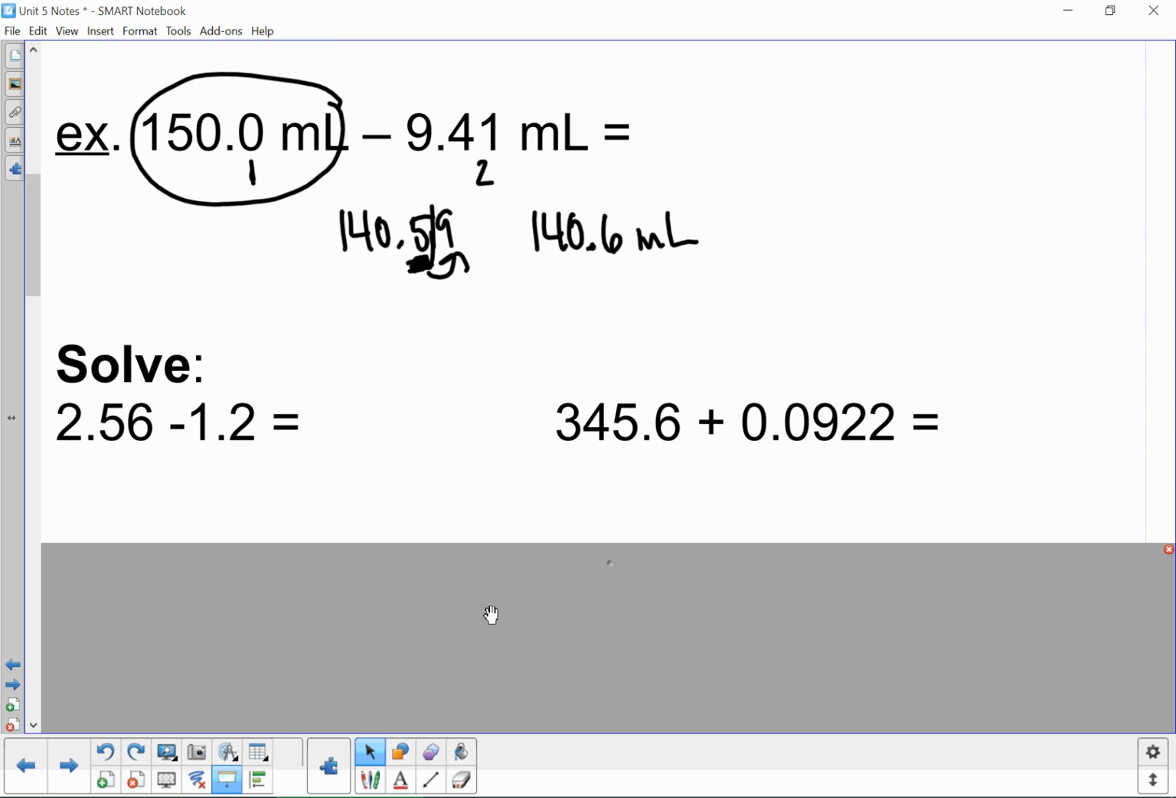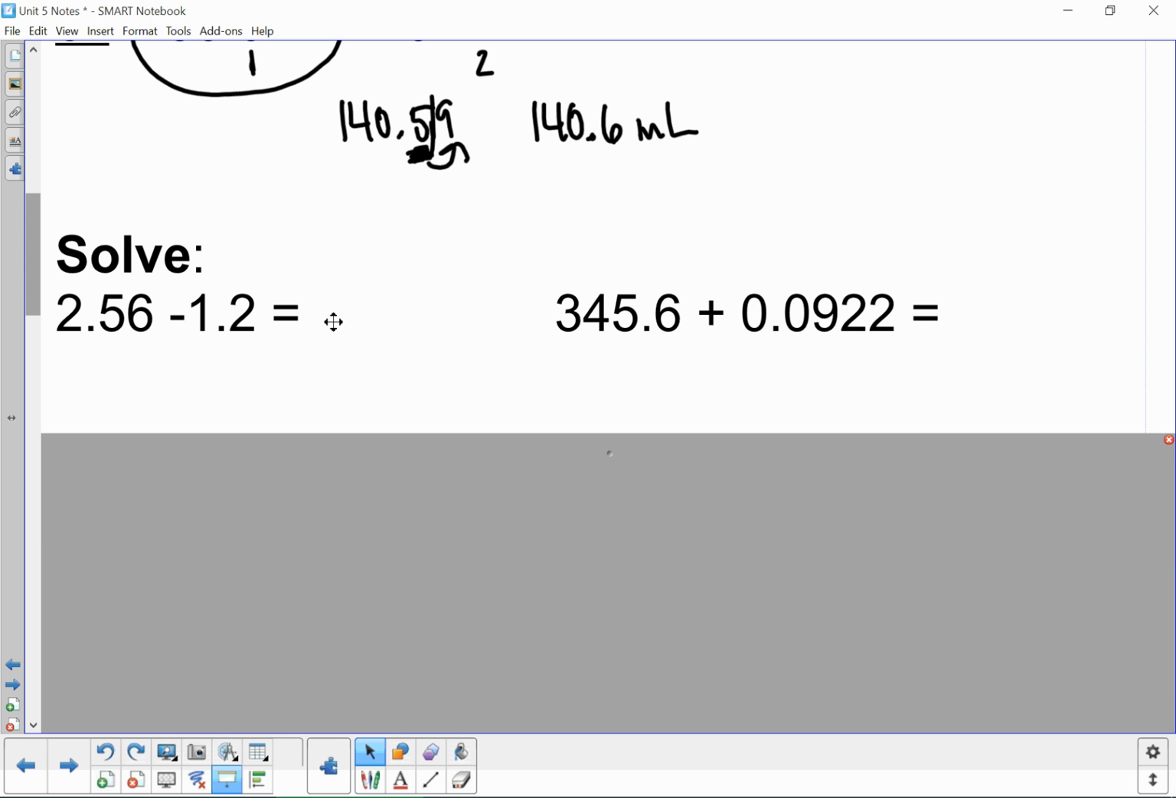Let's see. When I put this first one into my calculator, it just says 1.36. If I look after the decimal, there's 2 after the decimal here, 1 here. That means my answer should have 1 after the decimal as well. I'm going to round it up to 1.4 because of the 6 that was after the 3.